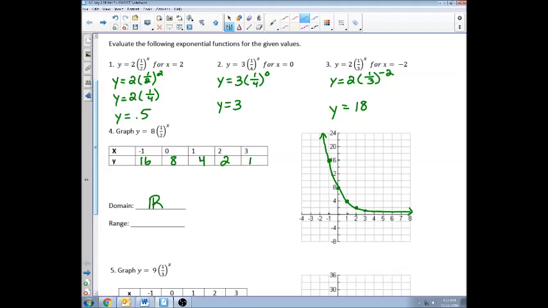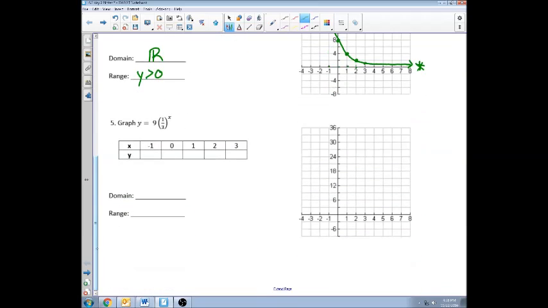My range is all of my possible y values. Well, because of this area right here where I do not touch 0, but I get extremely, extremely close to 0, that means that my y's will always be positive, means they'll always be greater than 0, so my range would be y is greater than 0. All right? On to the second problem.